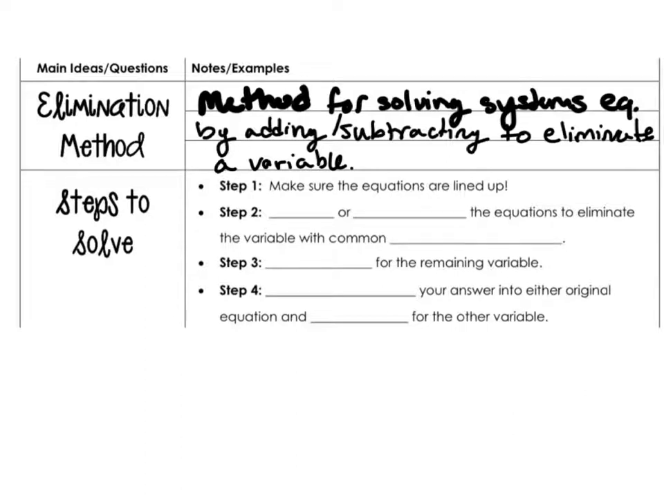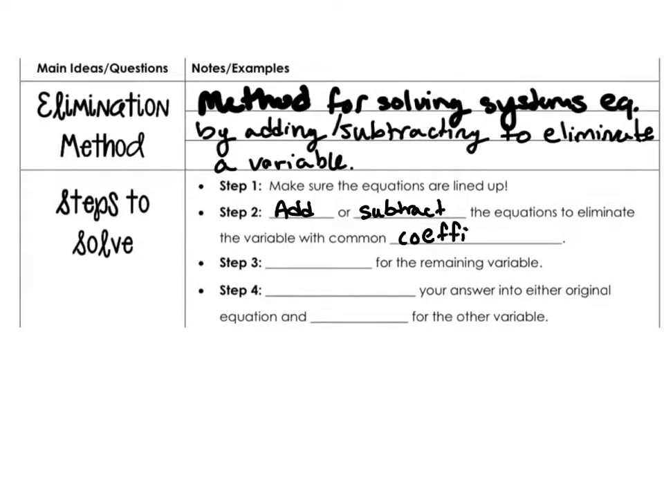So step one says make sure the equations are lined up. Okay, so make sure our x's are lined up and our y's are lined up, and what they're equal to is lined up. The second step tells us to either add or subtract the equations to eliminate the variable with common coefficients.